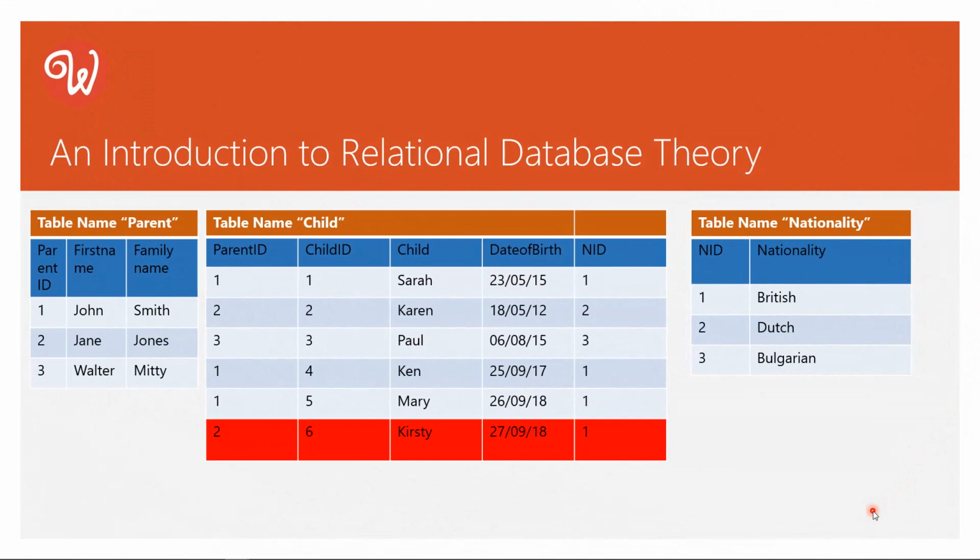So you can see what I've done here is that I've introduced another table called nationality. Each nationality, in accordance with the rules, has its own unique ID, and those IDs are stored now in a reference field NID. So we can now see that John Smith, for instance, has a child Ken who is linked through to British. We can actually work backwards as well to say Dutch, all Dutch children. The only one we have is Karen, and the parent of Karen is Jane Jones.